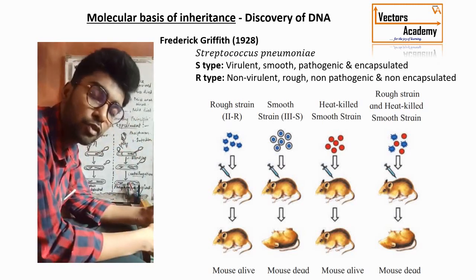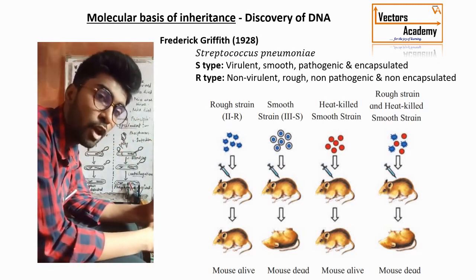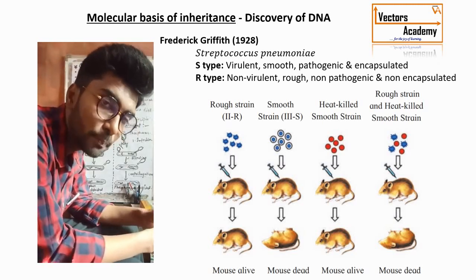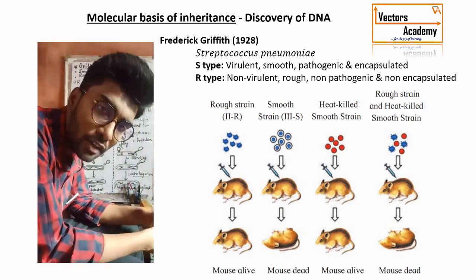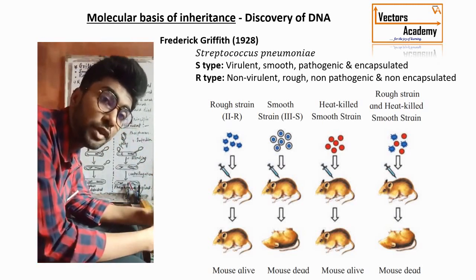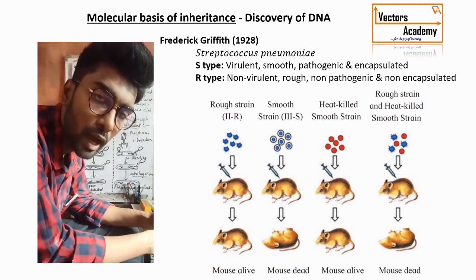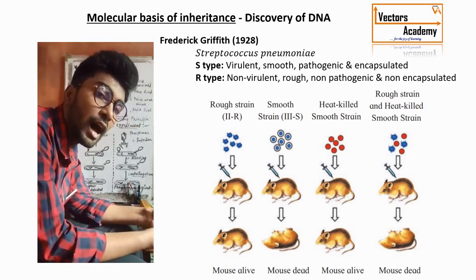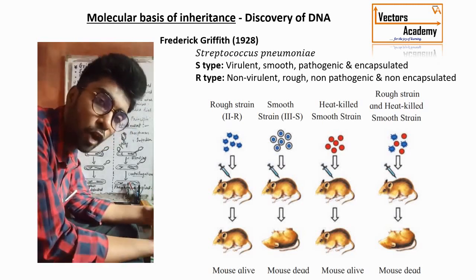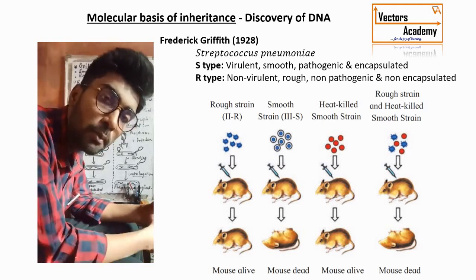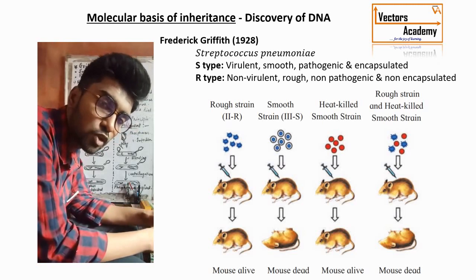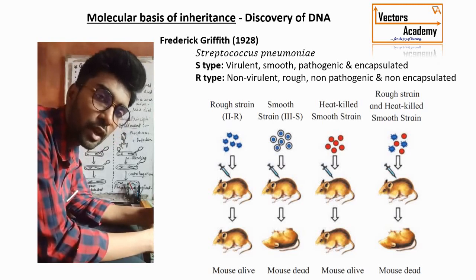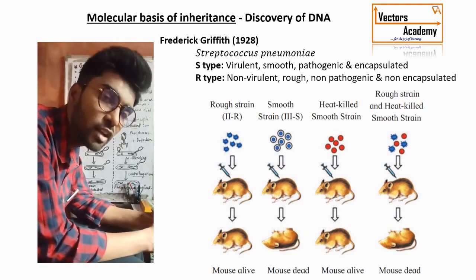Okay, the R type, which was non-virulent and non-pathogenic, was converted to S type, which was virulent and pathogenic. That is, the harmless strain of R type was converted into the deadly S strain of the bacteria, and this change was genetic. Thus he said that the R type was transformed into the deadly S strain, due to the DNA which was present. And thus Griffith concluded that DNA is a transforming principle.